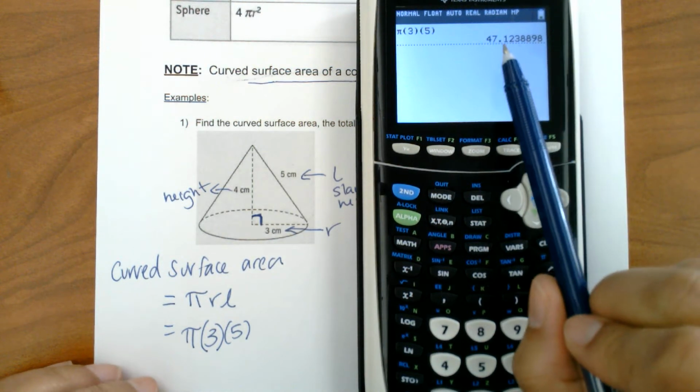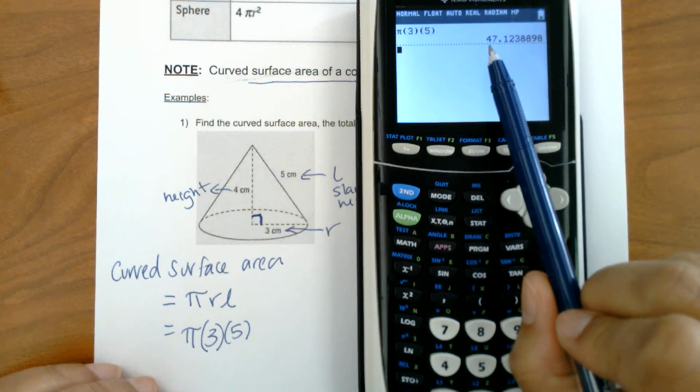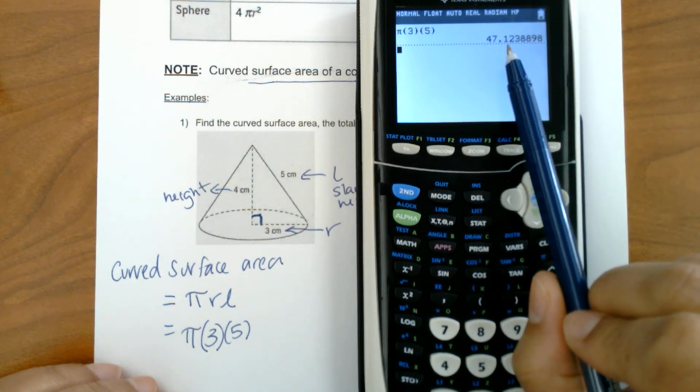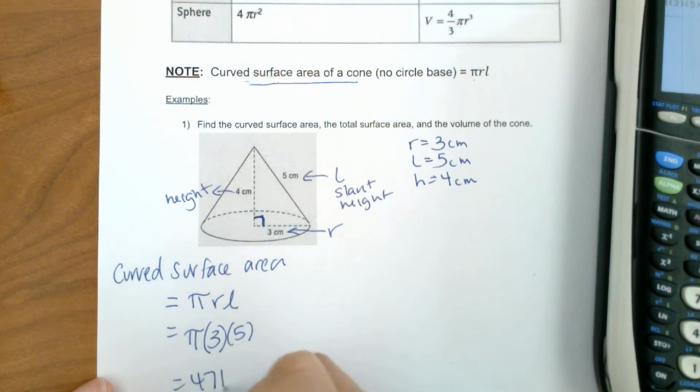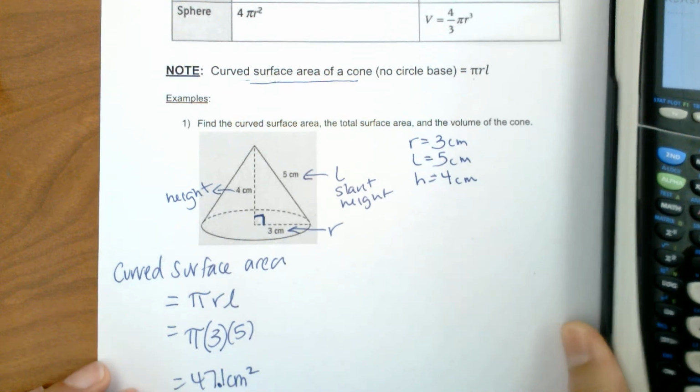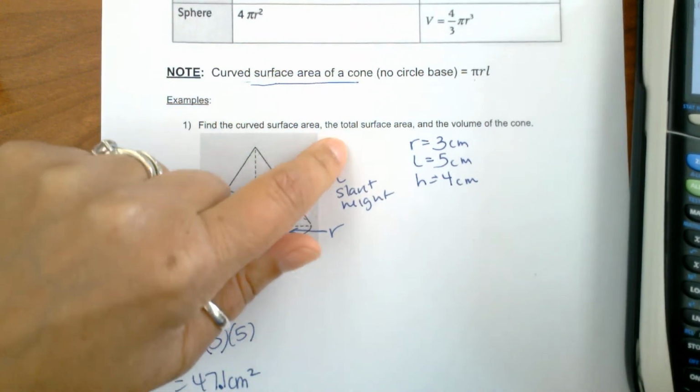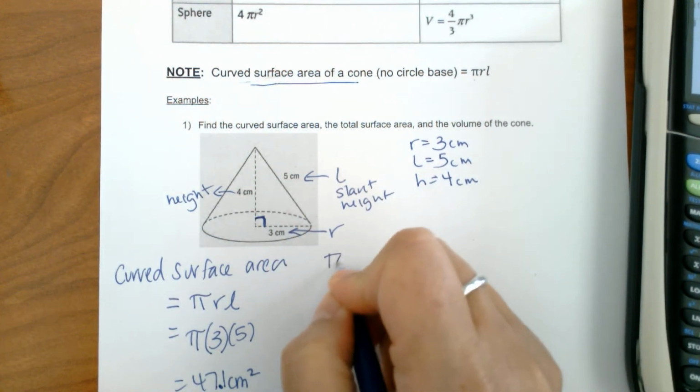I'm going to be rounding to 3 significant figures, so this would be 47.1. So this equals 47.1 centimeters squared because it is an area. Okay, what's next? Total surface area.